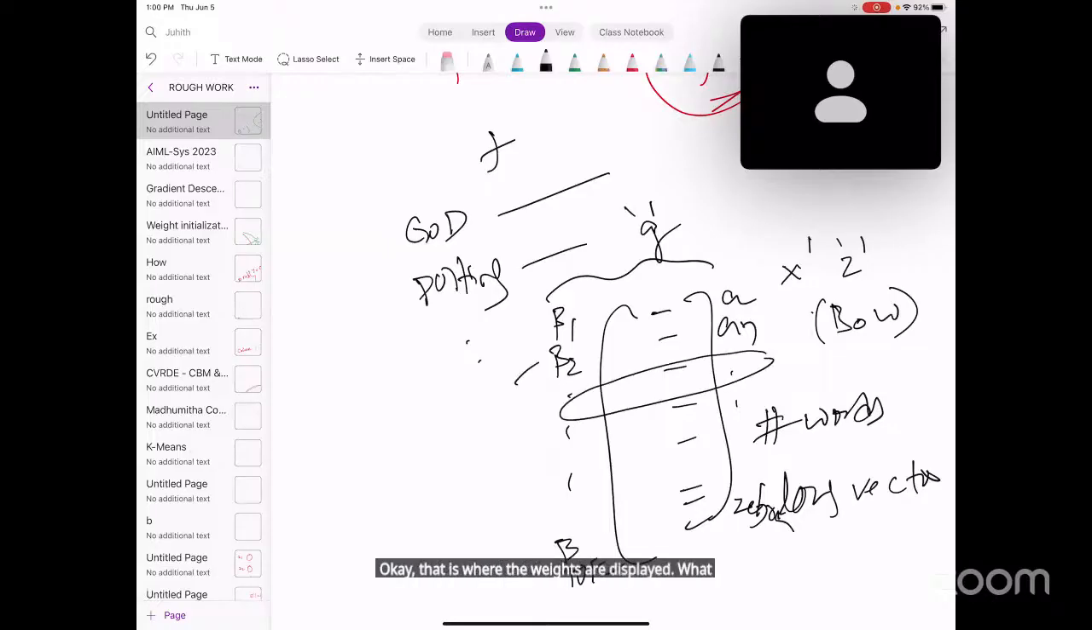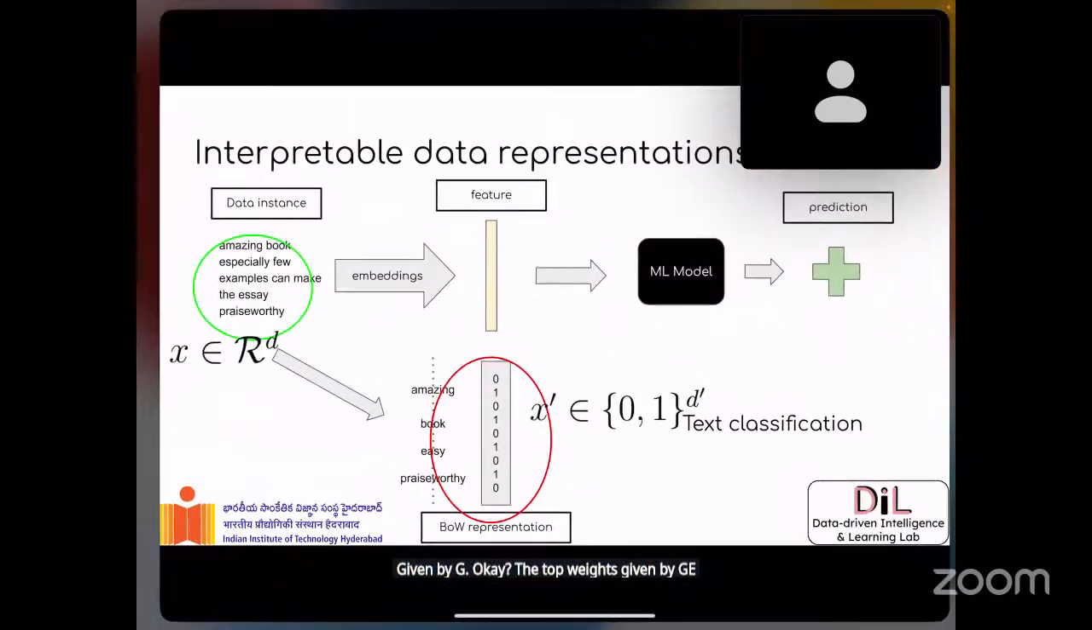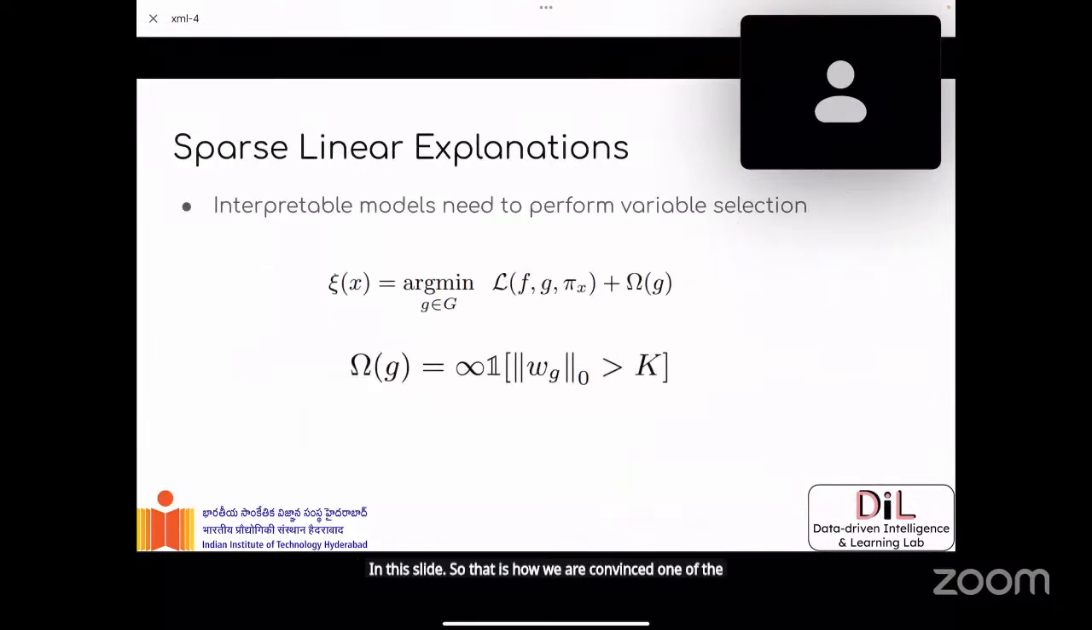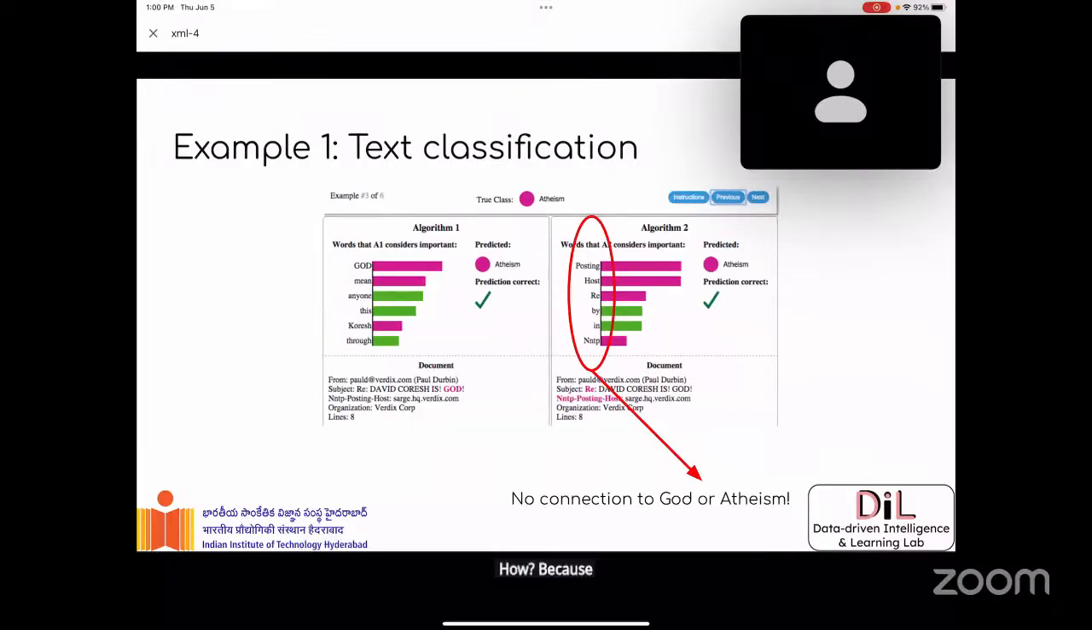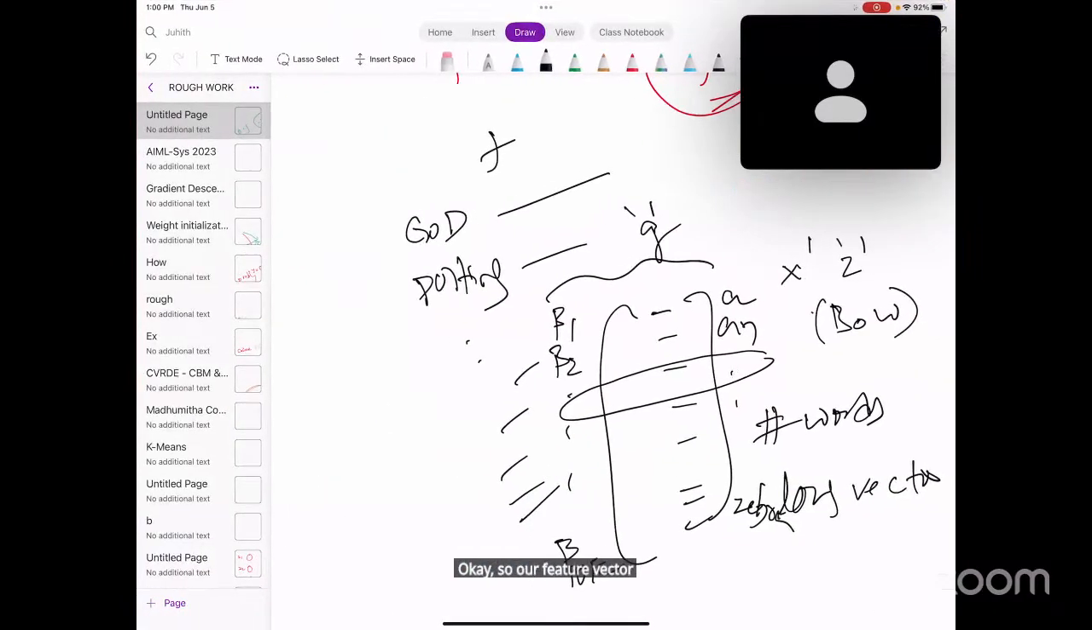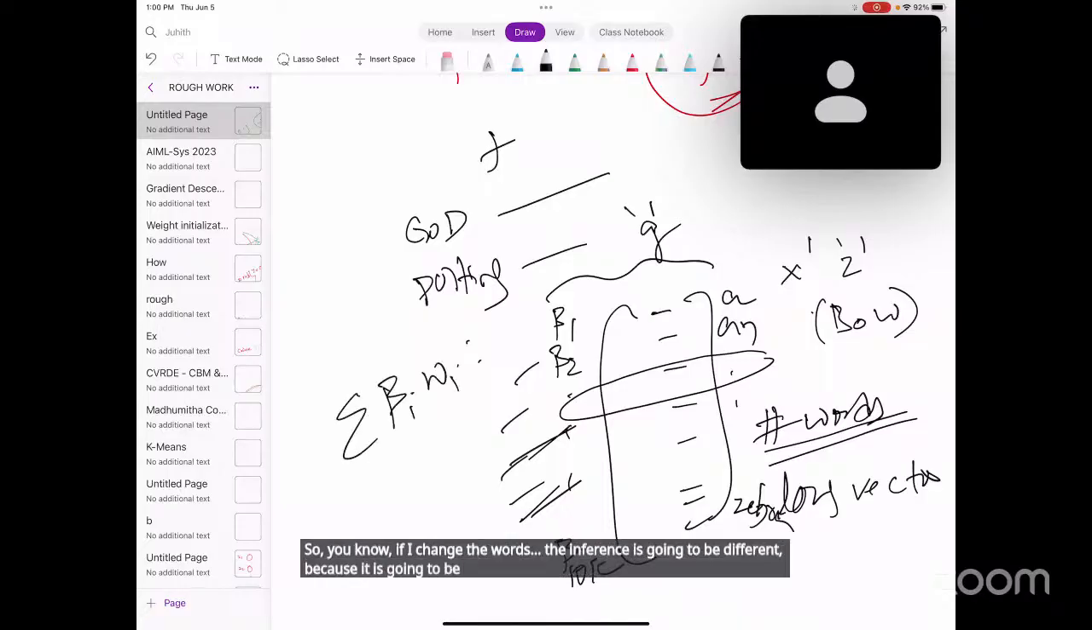What are the top weights given by G? The top weights given by G are shown in this slide. That is how we are convinced one of the algorithms is better than the other. How? Because we learned the betas for all the words in the dictionary. Our feature vector now is the BOW representation, which is as long as the number of words in the dictionary itself. So if I change the words, the inference is going to be different, because it is going to be the sum of beta i xi, where i runs from 1 to 10,000, if 10,000 is the number of words in the dictionary.